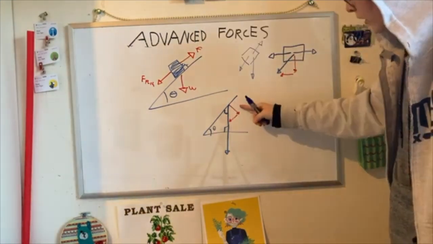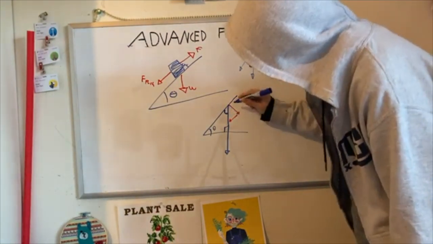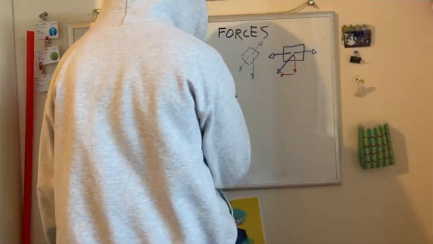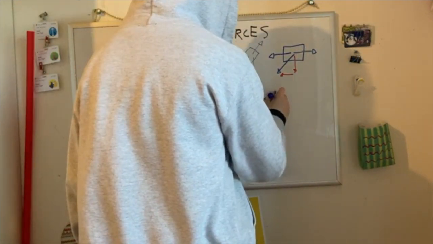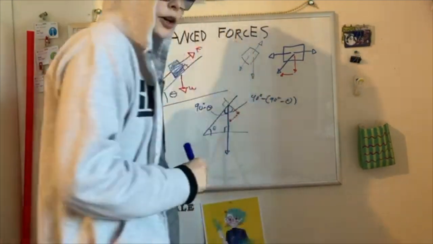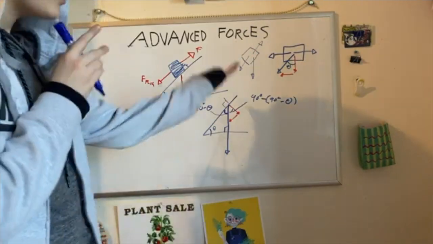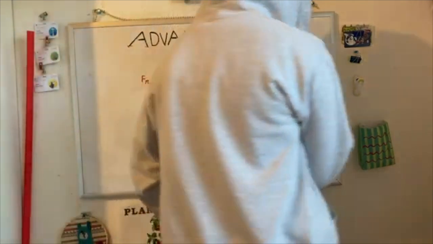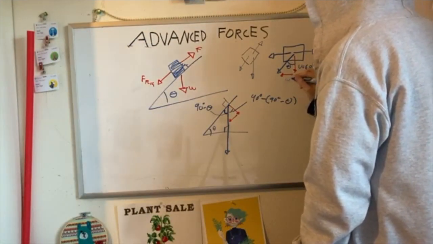This is going straight down from the surface of the ramp. So we know that this right here, that's a right angle. This is 90 minus theta. This is 90 minus 90 minus theta. And so this is theta. So we know this angle's theta. And so now we can find all of the things. And this is going to equal w cosine theta, and this is going to equal w sine theta.